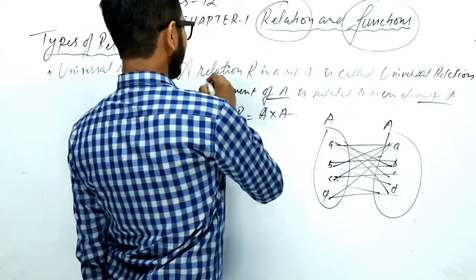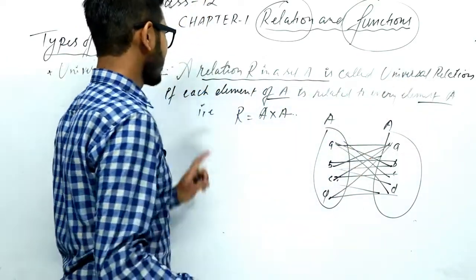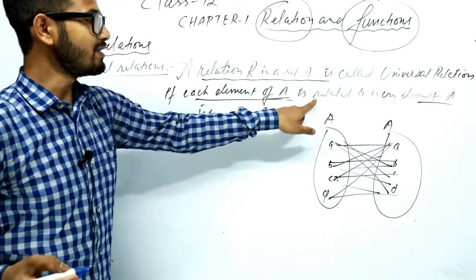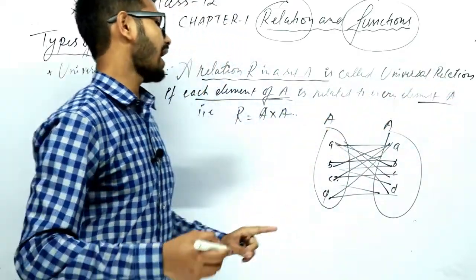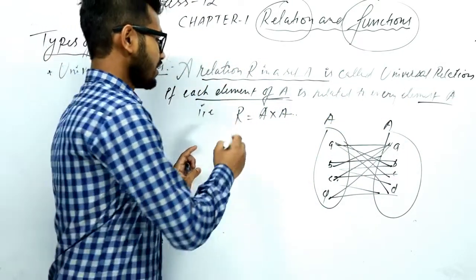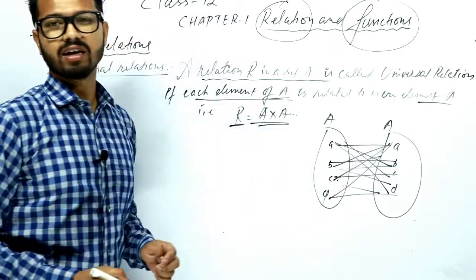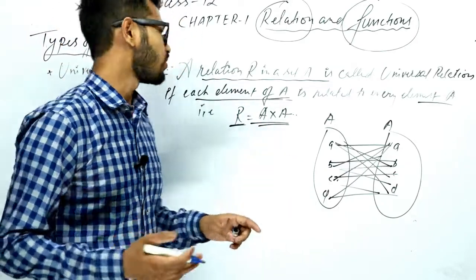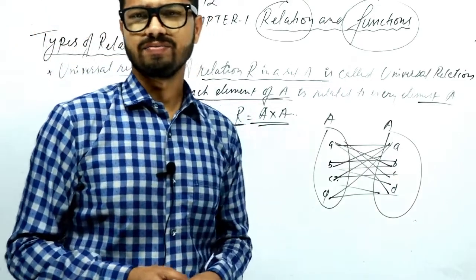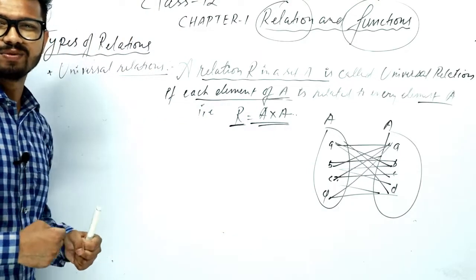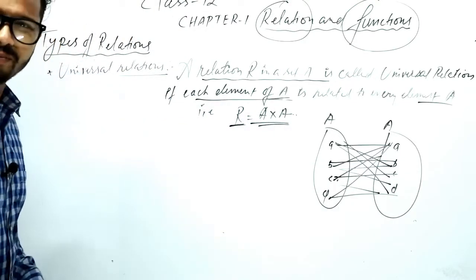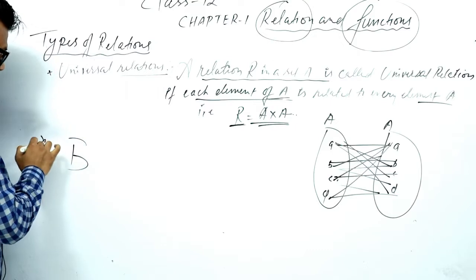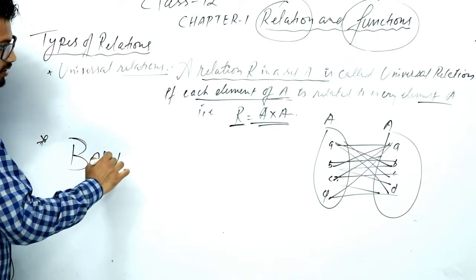It is said that a relation R in a set A is called the universal relation if each element of set A is related to every element of the other set A. That is, the relation is totally equal to A cross A. Whatever number of ordered pairs you get in A cross A, that is your universal relation. I hope you can catch what I mean to say.